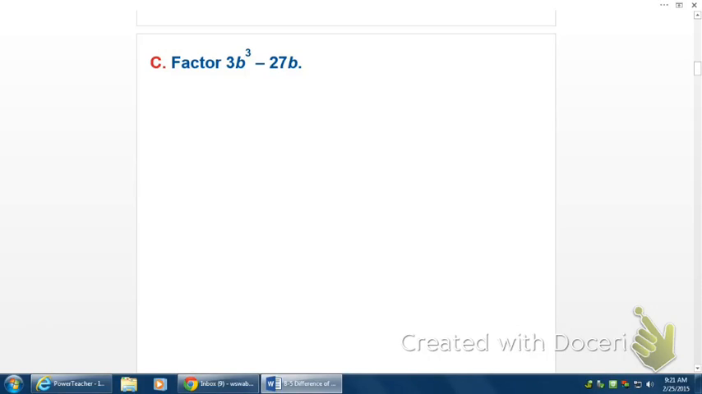So just by looking at this, what's the greatest common factor? 3b. If we factor out a 3b, what's going to be left? I'm going to have a b squared and also a minus 9. So always try to find that greatest common factor. See if there is one.